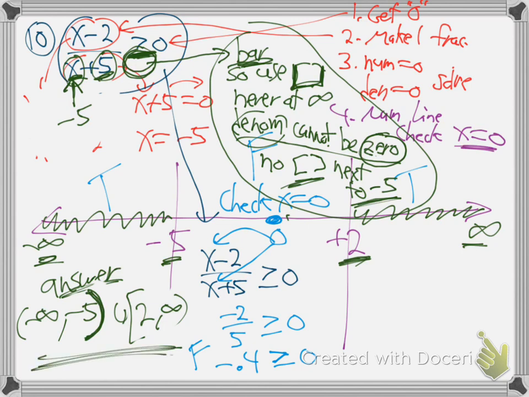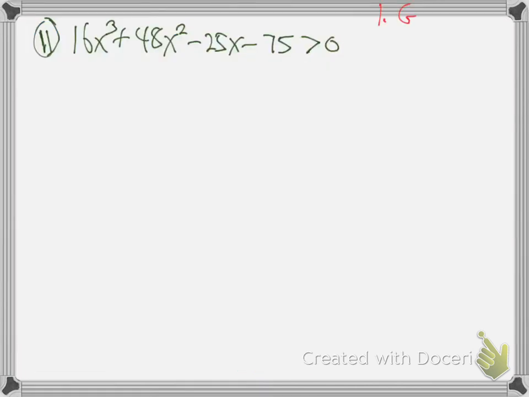Pretty tricky. Okay, so step number 1, get a 0. We've already got it. Step number 2 is a fraction. We don't have a fraction. Step number 3, each parenthesis equals 0 and solve. Well, I don't have any parentheses, so I'm going to have to factor, aren't I? So how do you factor when something has 4 terms?